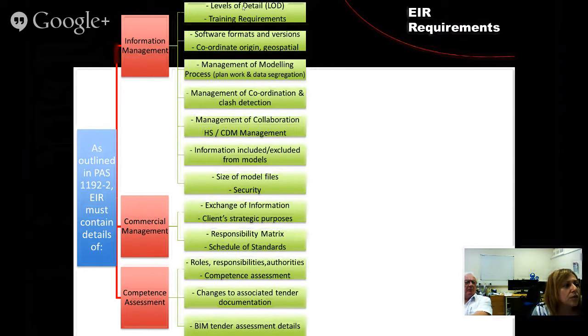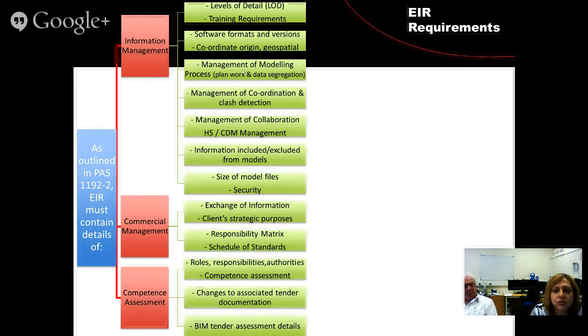So what are they? So the levels of detail that are to be used at the different stages of the project, different stages of the life cycle. The training requirements for the different personnel that are involved, the different teams that are involved, the software formats and their versions, of course, used by the different people, the designers, the contractors, the subcontractors, and so on. This is to be asked by the client in the EIR. Of course, the coordinates origin, the geospatial location of the project, has to be written inside the EIR as well. I mean, where is the project in relation to Earth, all right?